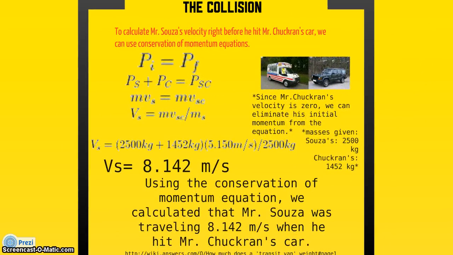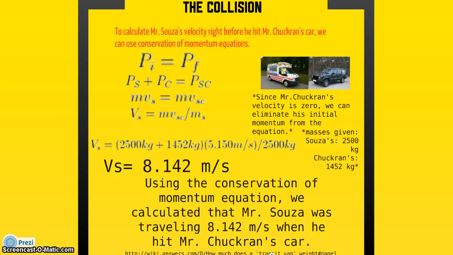Then we need to find the velocity of Mr. Souza's car as he slid into Mr. Chakran's car. And to do this, we use the conservation of momentum equations. The initial momentum equals the final. And to do this, we would have the momentum of Souza's car plus the momentum of Chakran's car equals the combined momentum. And since Mr. Chakran's car was at rest, Mr. Souza's original momentum would equal the combined momentum.